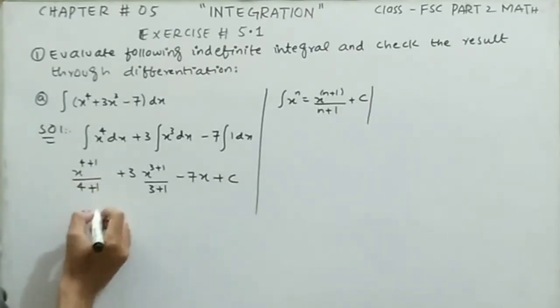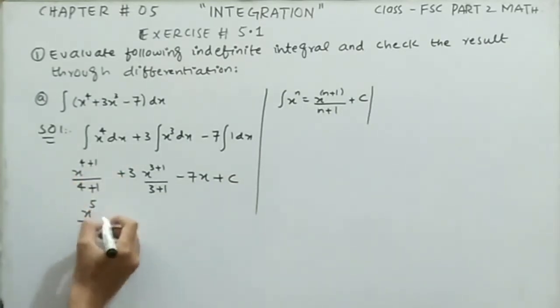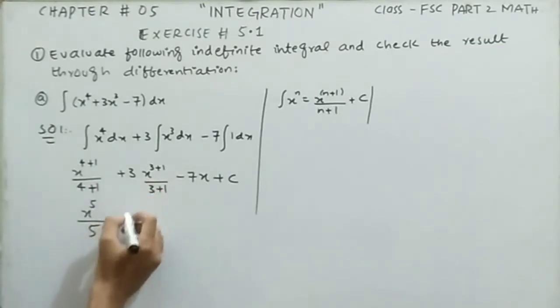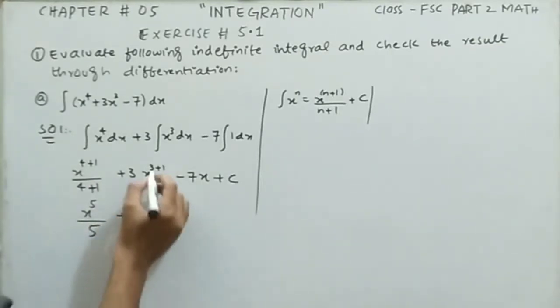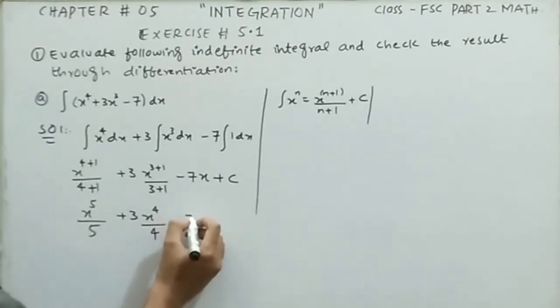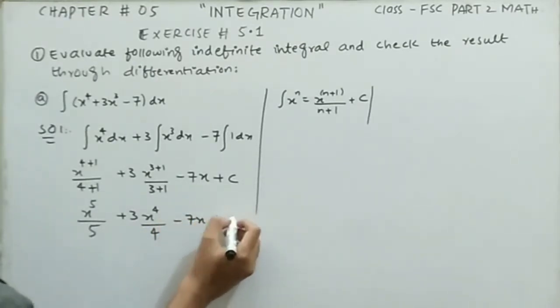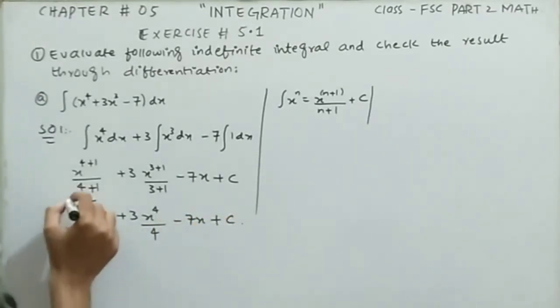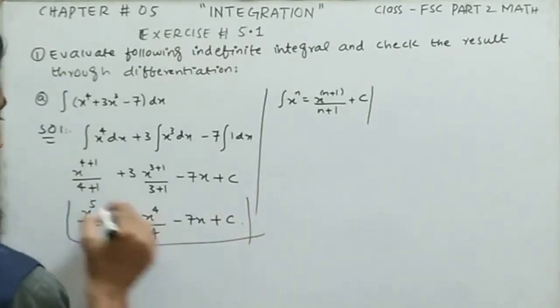Now after this, x power 4 plus 1 gives us 5, divided by 4 plus 1 gives us 5, and over here plus 3, x power 3 plus 1 gives us 4, divided by 3 plus 1 gives us 4, and over here minus 7x will come down as it is, and plus constant of integration will come down as it is. So this is actually the required answer.